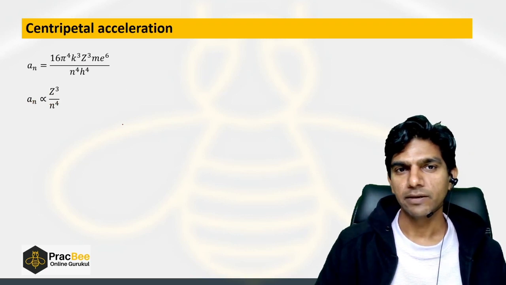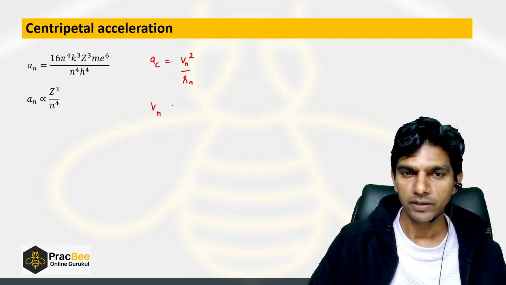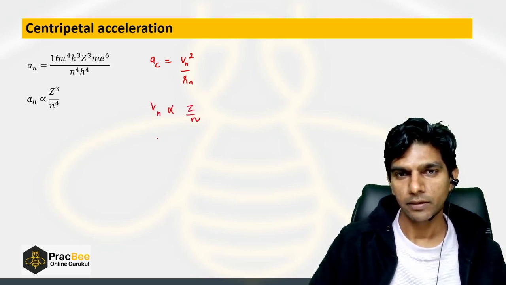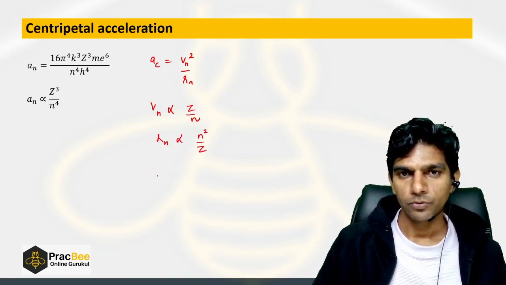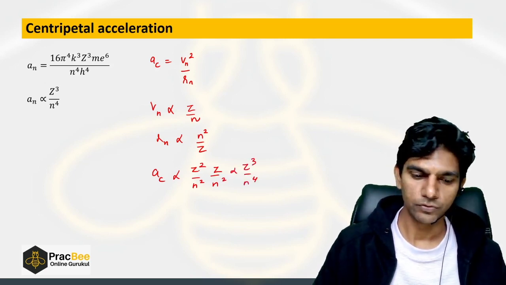If you talk about centripetal acceleration, it is Vn square by Rn. We know that Vn is directly proportional to Z by n and Rn is directly proportional to n square by Z. So we can say the centripetal acceleration will be directly proportional to Z square by n square times Z by n square. So this will become Z cube by n raised to power 4.